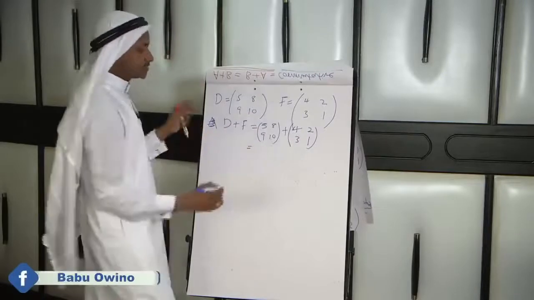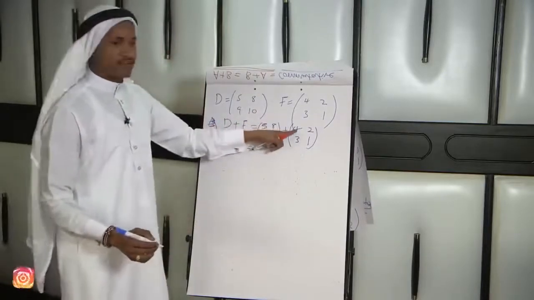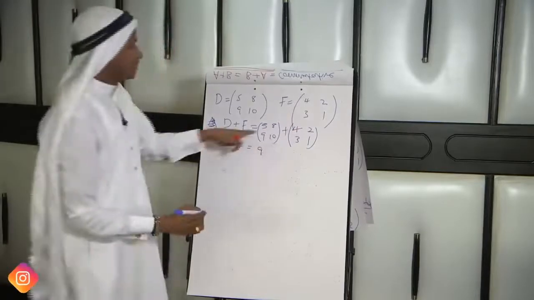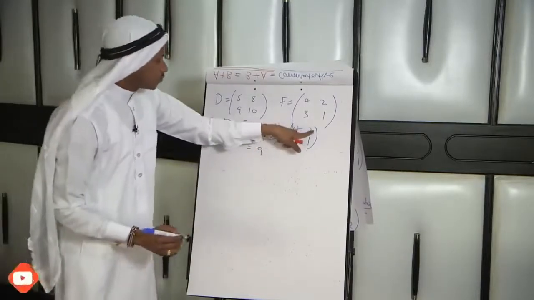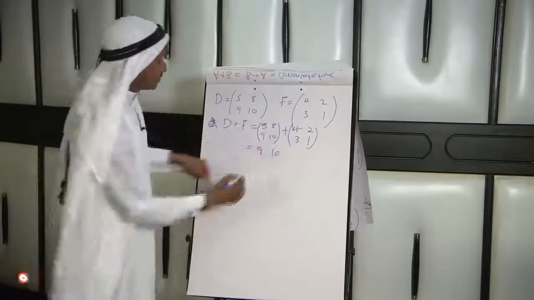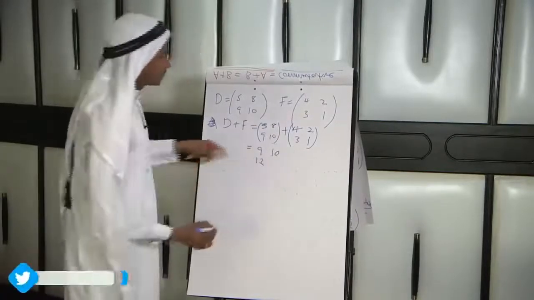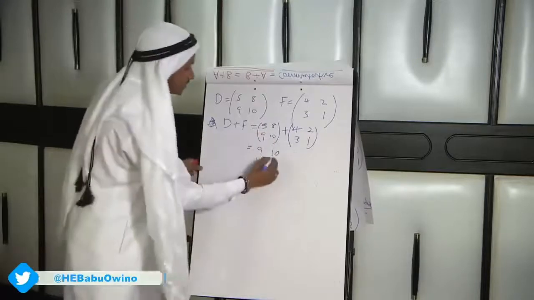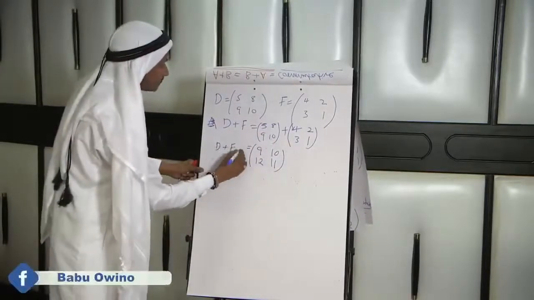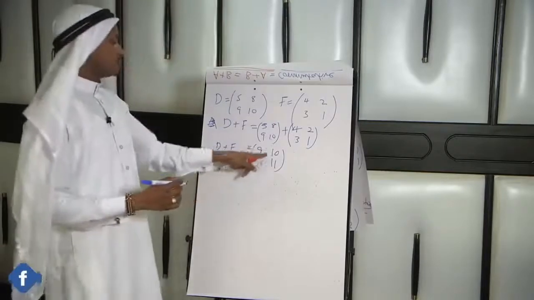So in adding this, the first element you add with the first element. 5 plus 4 is 9. 8 plus 2 is 10. 9 plus 3 is 12. 10 plus 1 is 11. So D plus F is equal to 9, 12, 10, 11.